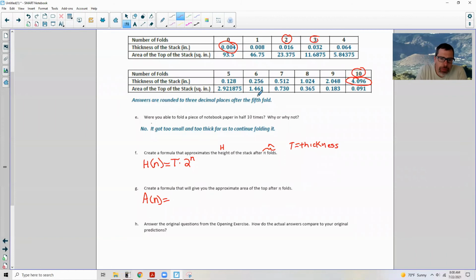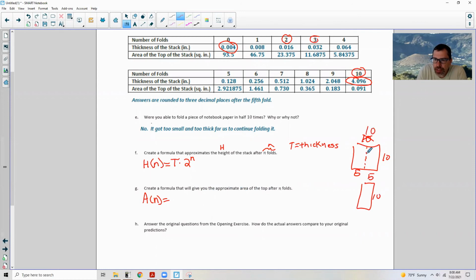Okay, so what you have to think about is what's happening to the paper. So the area, what is the area doing every time you fold it? Well, if I had a piece of paper that was, let's say 10 by 10, just to make it easier, and I folded it in half, now it's 10 by 5. It would look like this, folded in half. This would be 5, and this would be 10.